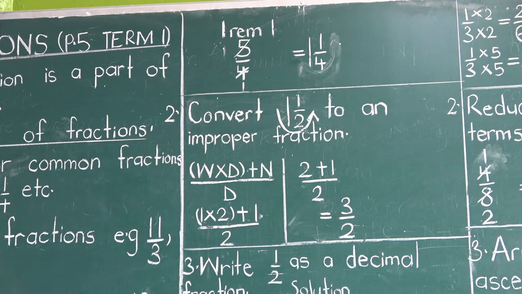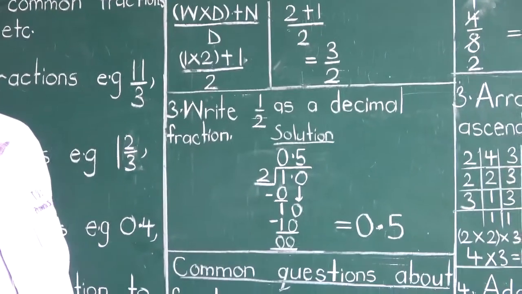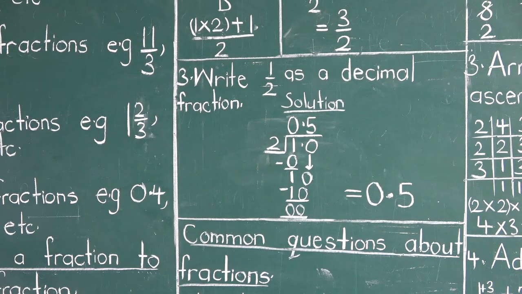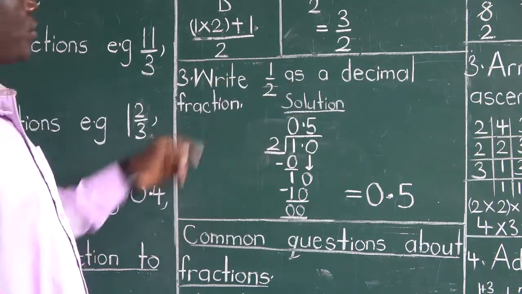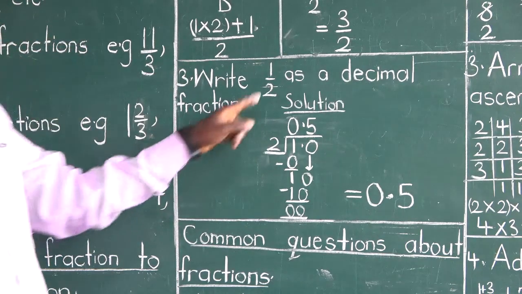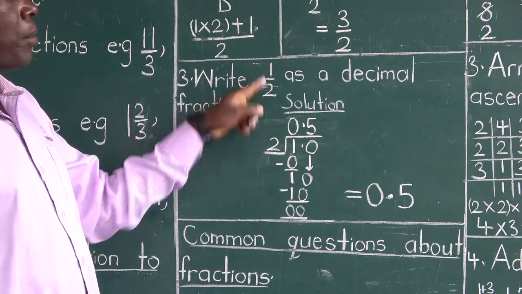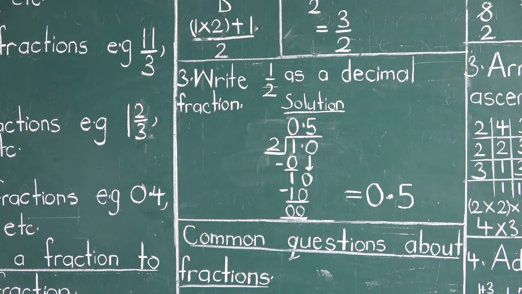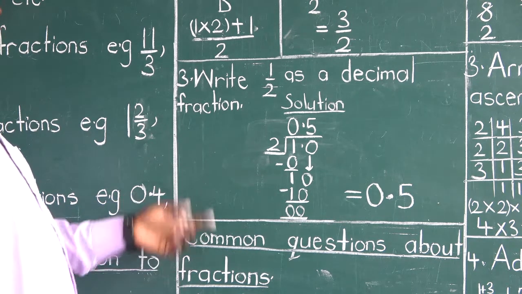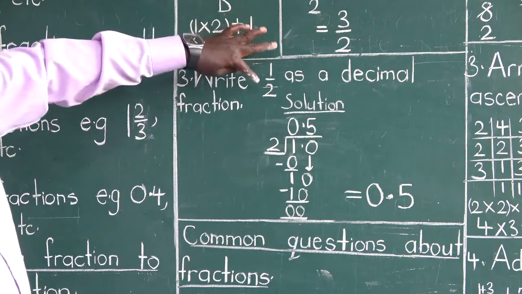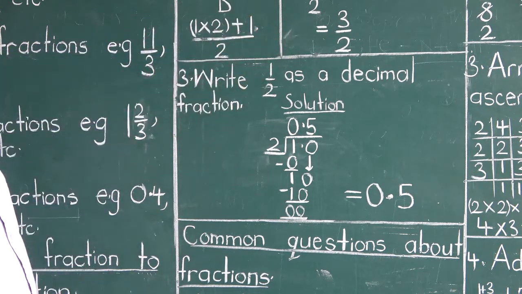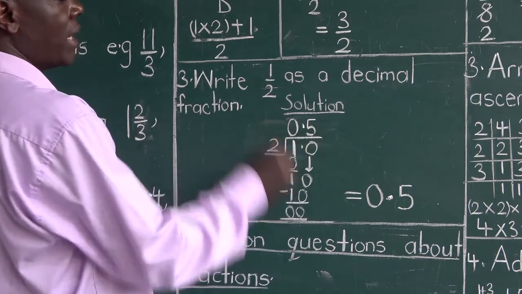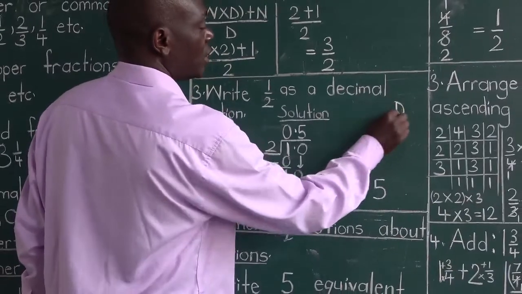Let's look at example number 3 today. Example number 3 reads: write a half or 1 out of 2 as a decimal fraction, meaning we are converting a proper fraction or a common fraction to a decimal one, that is the one with a point. So we are going to first interpret. First of all, 1 out of 2 means 1 divided by 2. So in so doing, we are going to write 1 divided by 2.